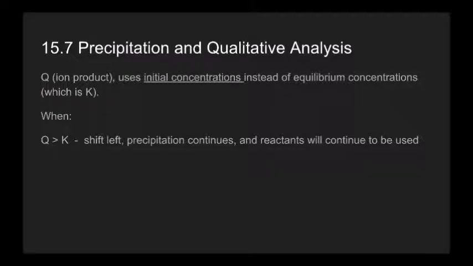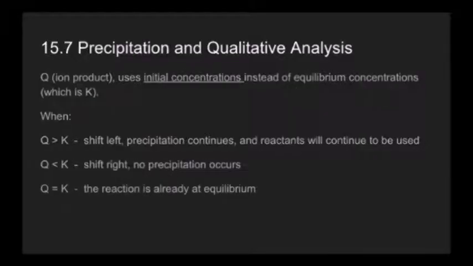Once you find Q and K, if Q is greater than K, you shift to the left, which means you continue precipitation and reactants will continue to be used. However, if Q is less than K, you shift to the right, and no precipitation occurs. And if Q is equal to K, then the reaction is already at equilibrium.